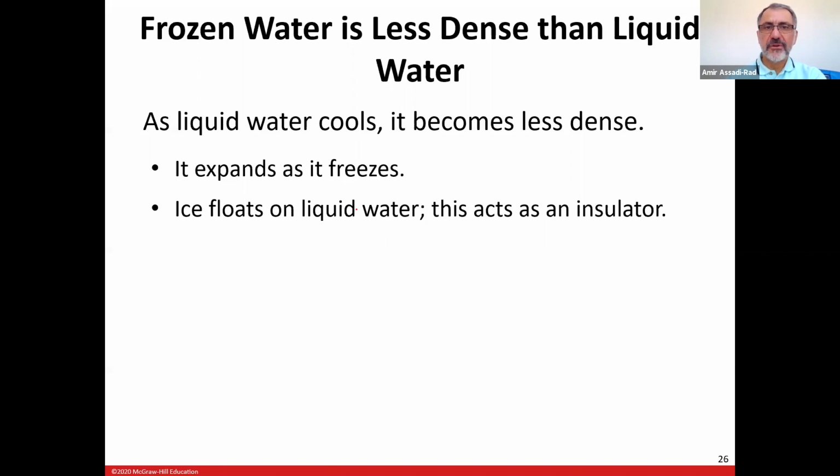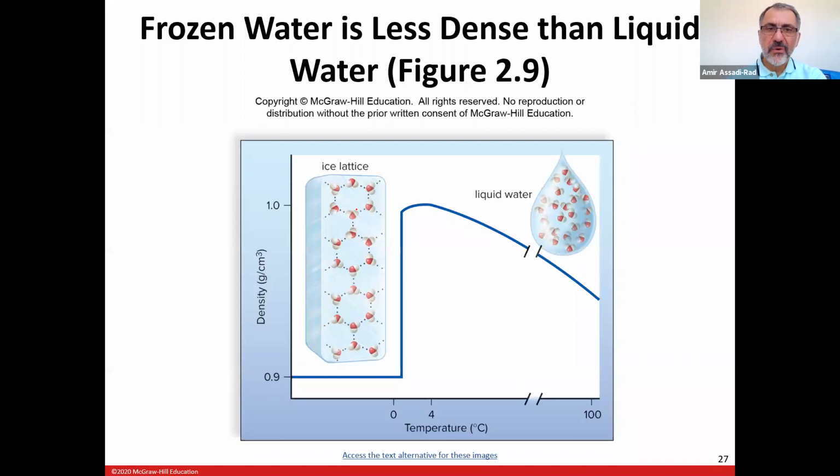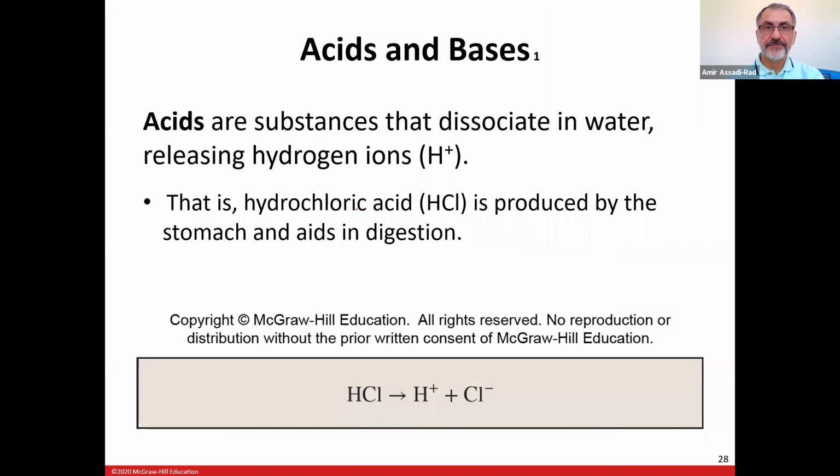As liquid water becomes less dense and freezes, ice floats on top. It does not go to the bottom. Unlike a lot of other molecules, which usually become more dense when frozen and go to the bottom of the liquid.